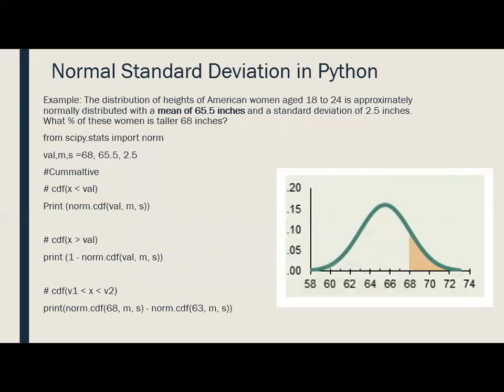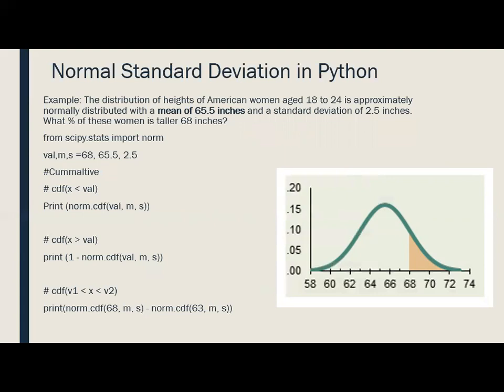The distribution of heights of American women age 18 to 24 is approximately normally distributed. So here we can get the keyword normally distributed, with the mean of 65.5 inches. So the mean is 65.5 and the standard deviation is 2.5. From this we can note down that the center point of the graph will be 65.5, and one standard deviation on the right side will be 2.5. The same way, for the left side we need to subtract 2.5 from the 65.5.